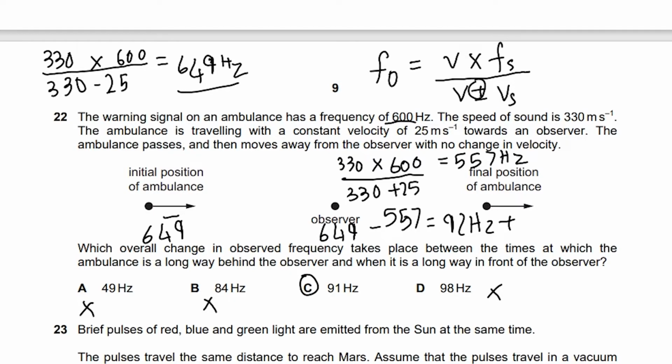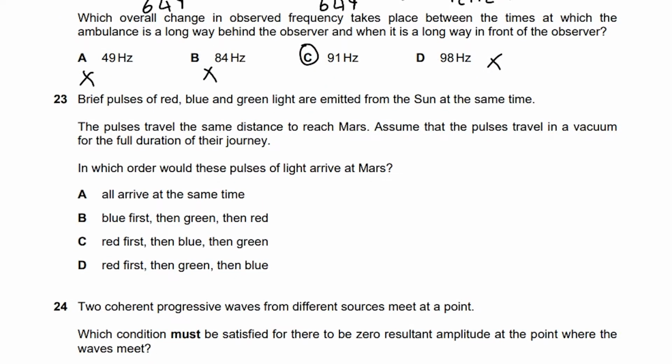Let's move to question number 23. Brief pulses of red, blue and green light are emitted from the sun at the same time. The pulses travel the same distance to reach Mars. Assume that the pulses travel in a vacuum for the full duration of their journey. In which order would these pulses of light arrive at Mars?